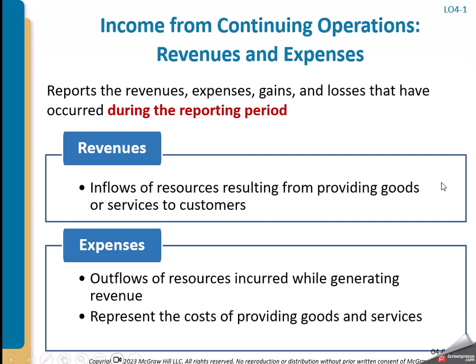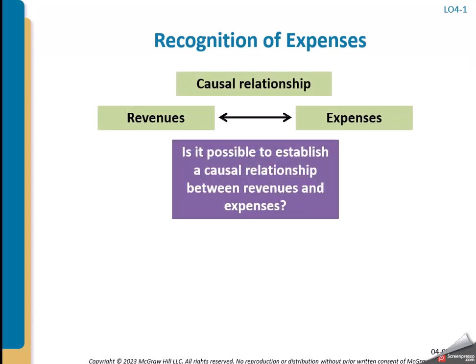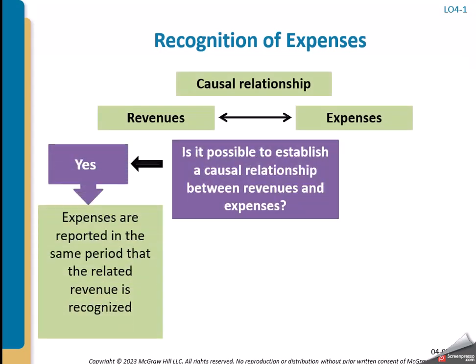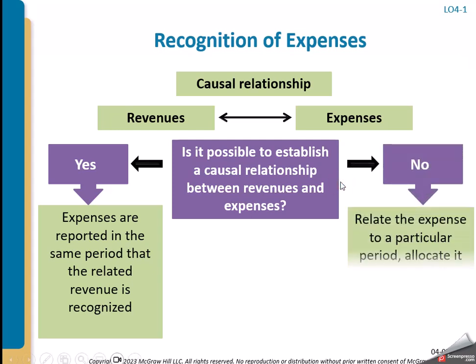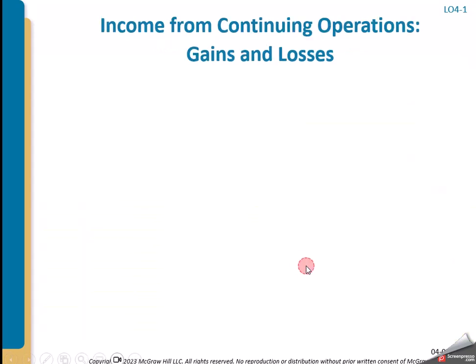So our revenues are money coming in from selling our goods and services to our customers, and our expenses are money going out, what we pay in order to produce those goods or prepare those services for those customers. So we like to match them up. We do a matching exercise where we ask what expenses were incurred in order to create those revenues. If there is a relationship between them, we want to report them in the same period. If there's no direct cause and effect relationship, then we're going to allocate it over periods as it's either used up or incurred.